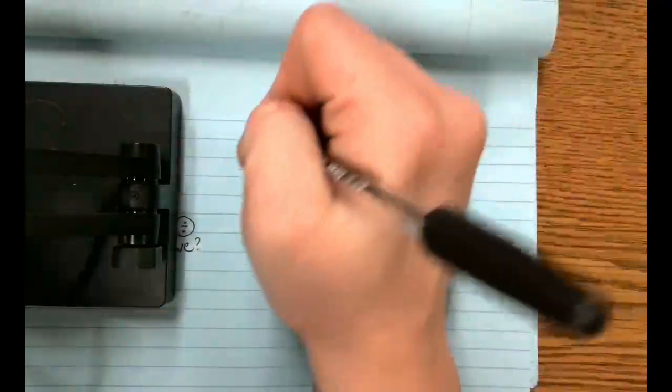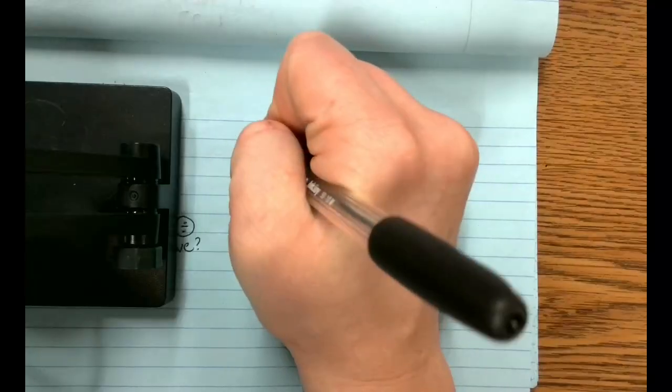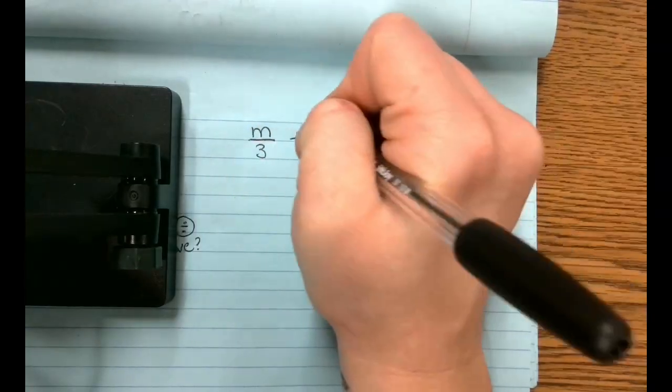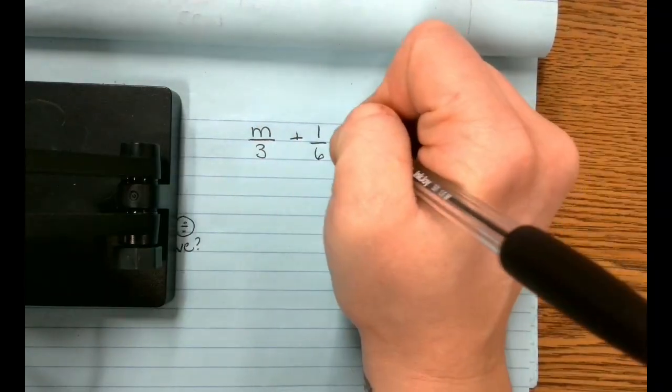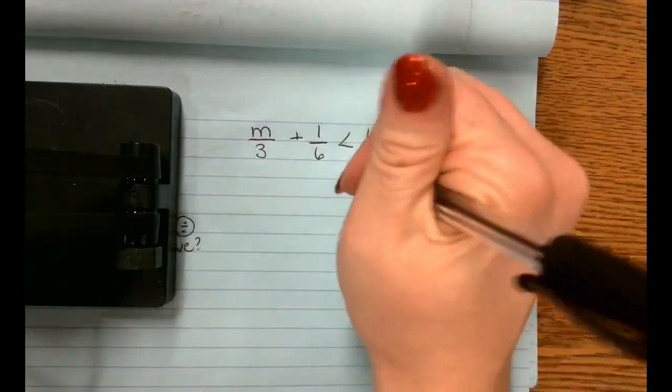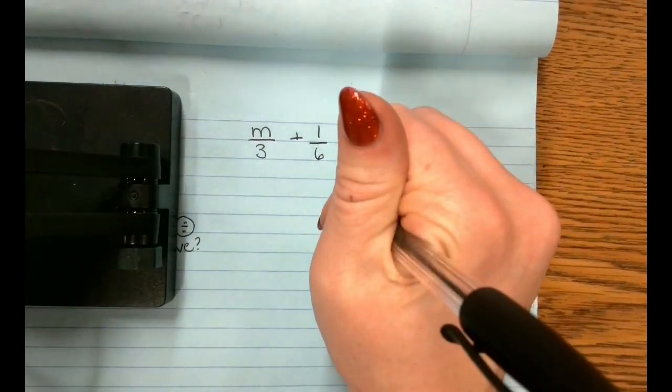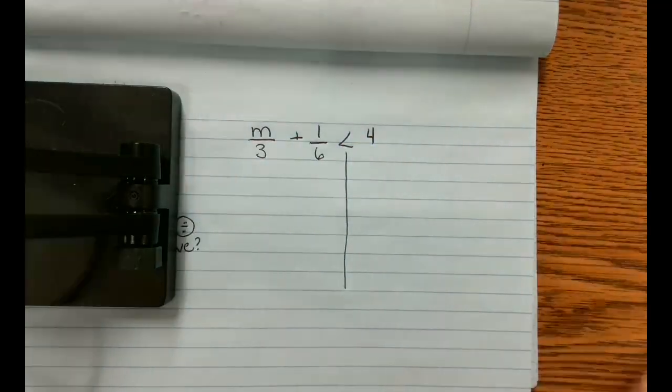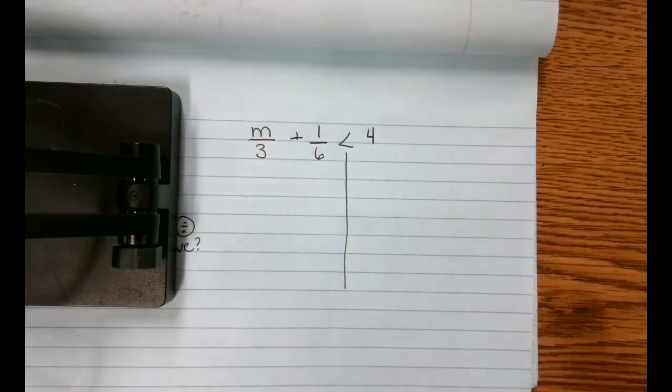Okay, so we have m over 3 plus 1/6 is less than 4. All right, I'm going to draw my line to help make sure my writing's clear. Again, this line is just a strategy. You do not have to do that. It's a strategy to help you stay organized.